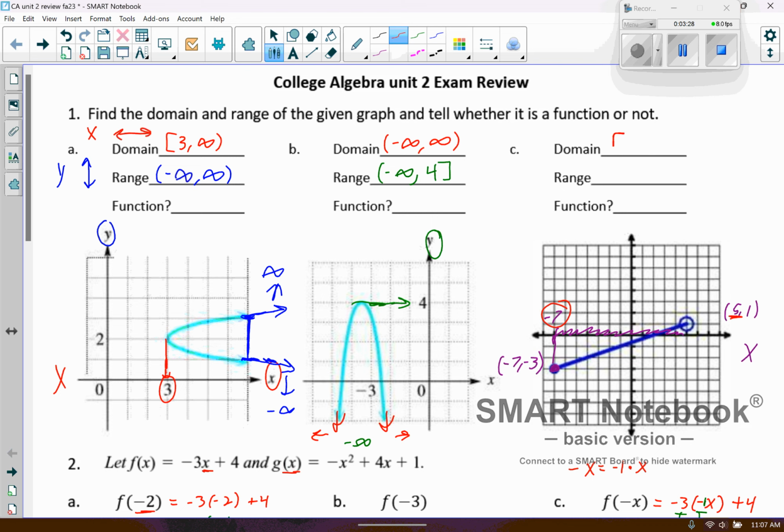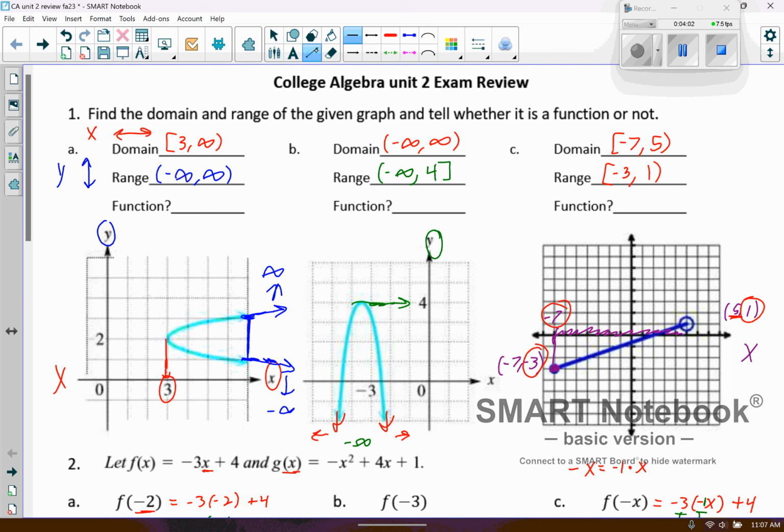So our notation for this is going to be bracket negative 7 to 5, and then we have to put a parentheses on the 5. That just means you're getting as close as possible, but you're never actually going to make it all the way there. And then for range, you just focus on the y values now. So the y values are from negative 3 up to 1. Once again, the negative 3 is part of my range because it's a closed circle, but the 1 is not, so I have to put a parentheses there.